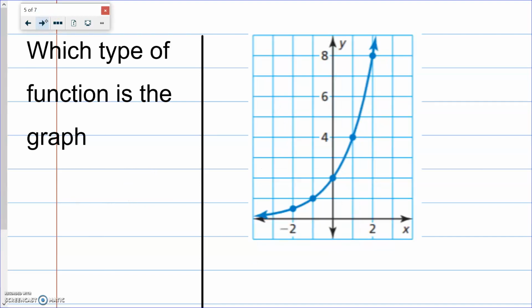This one looks like half a quadratic, but given this information so far, we know that it came in level and then it's climbing quickly, and so that's an exponential.